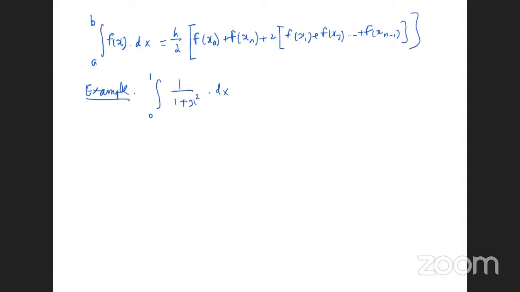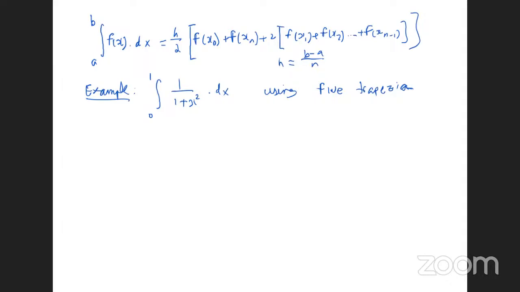And I want you to find the integral using 5 trapezia. So we're going to subdivide the area into 5 equal trapezia. One thing I forgot to show you is how to find h. h is (b minus a) over n, where n is the number of trapezia.